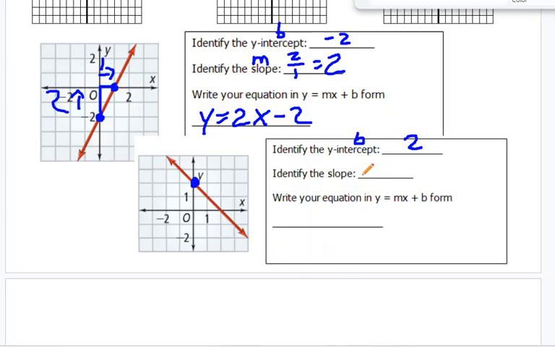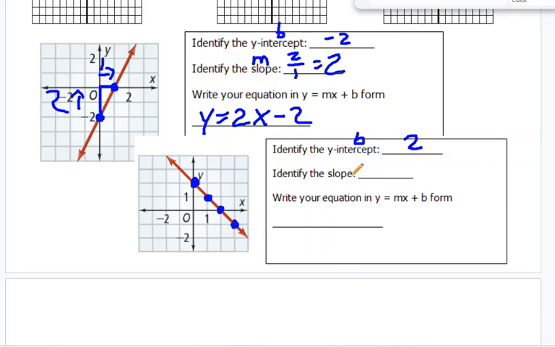Now I got to find my slope. Remember, I got to find a good point that goes through two sets of lines, a vertical line and a horizontal line. So that's a good point there. This is a good point there, right? There's actually lots of good points on this one. There's a good point there, right? Doesn't matter which two. You get the same answer.